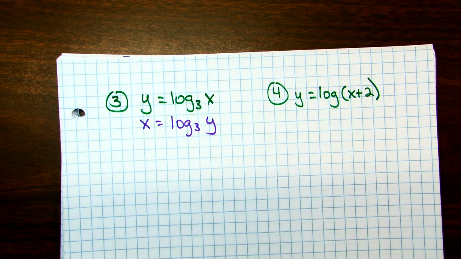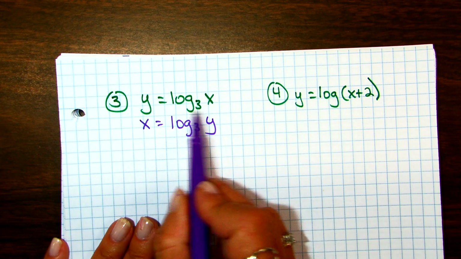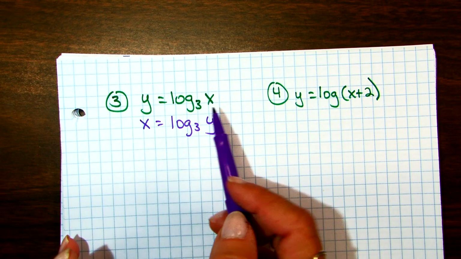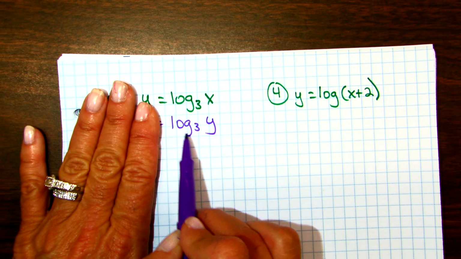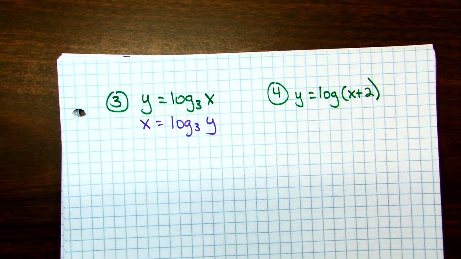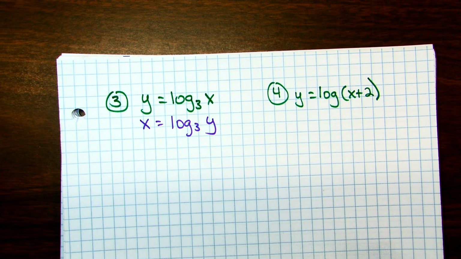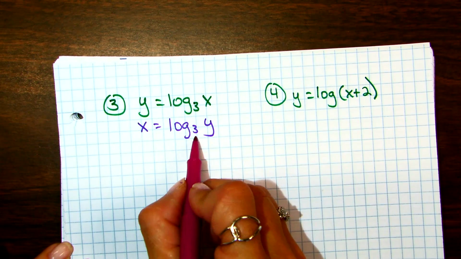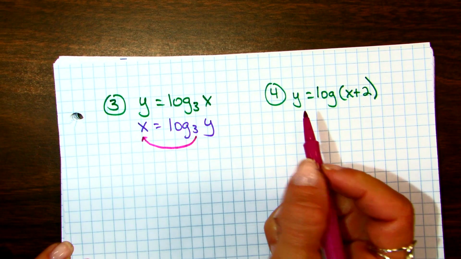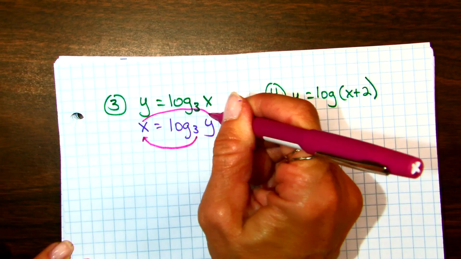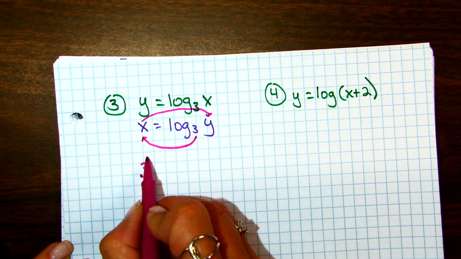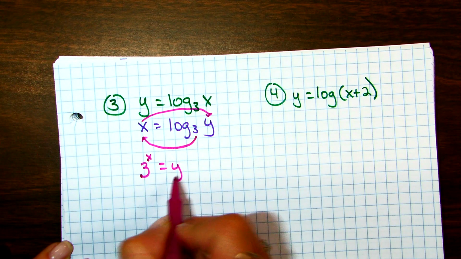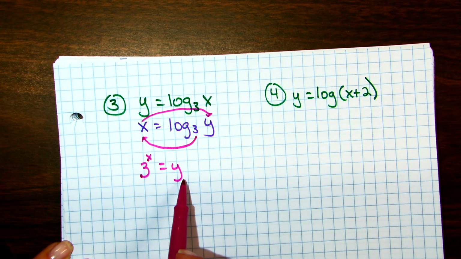Here's what you're looking for. Is the log isolated? Is there anything on this side that I need to add or subtract or multiply to get the log by itself? No. This is log base 3 of y. That is one unit. We're ready to rewrite it in its other form. Base, power on the other side, equals whatever's left. So I have 3 to the power of x equals y. Did we solve for y? Yep, that's it. It was an easy one.